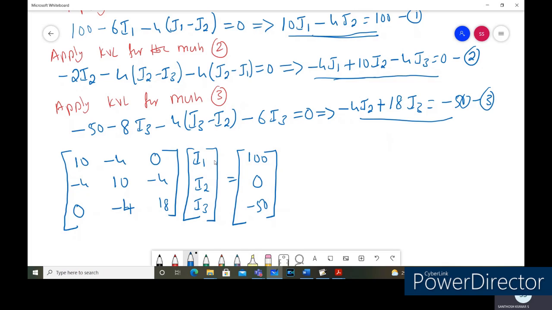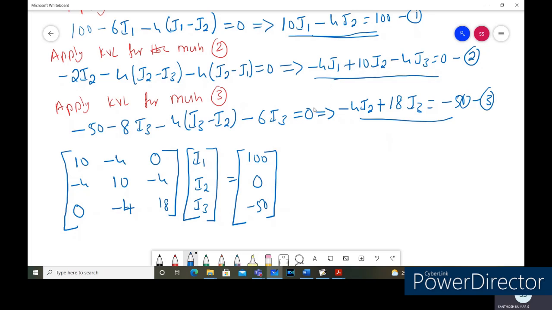Similarly for the second row you can enter minus 4, next 10, and next minus 4, and the value on the other side is 0. For the third row, the I1 coefficient is 0, next is minus 4 for the I2 coefficient, and the I3 coefficient is 18. And D3 is minus 50.